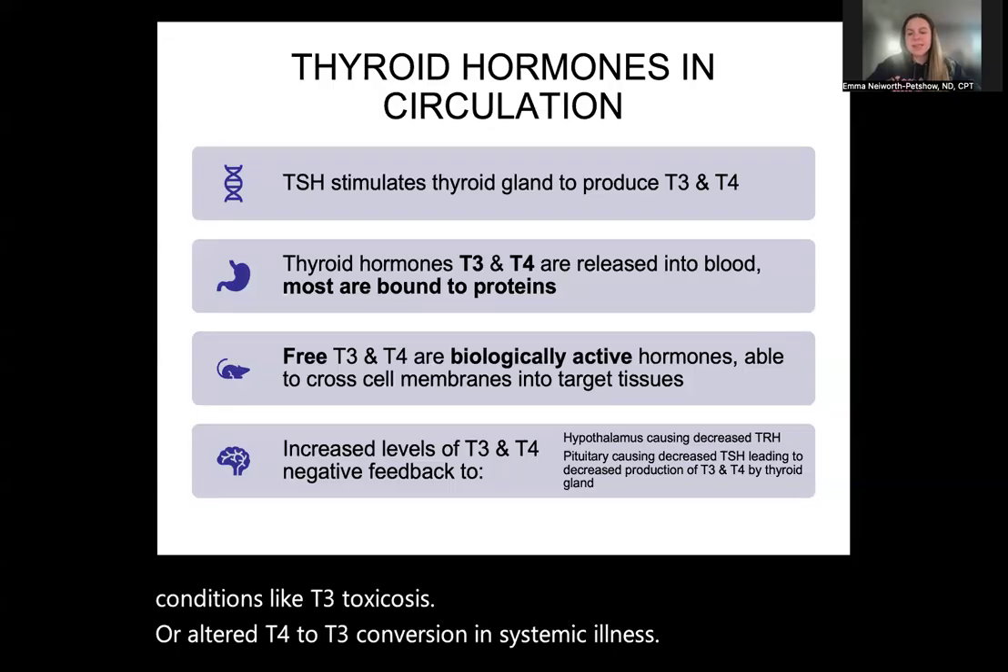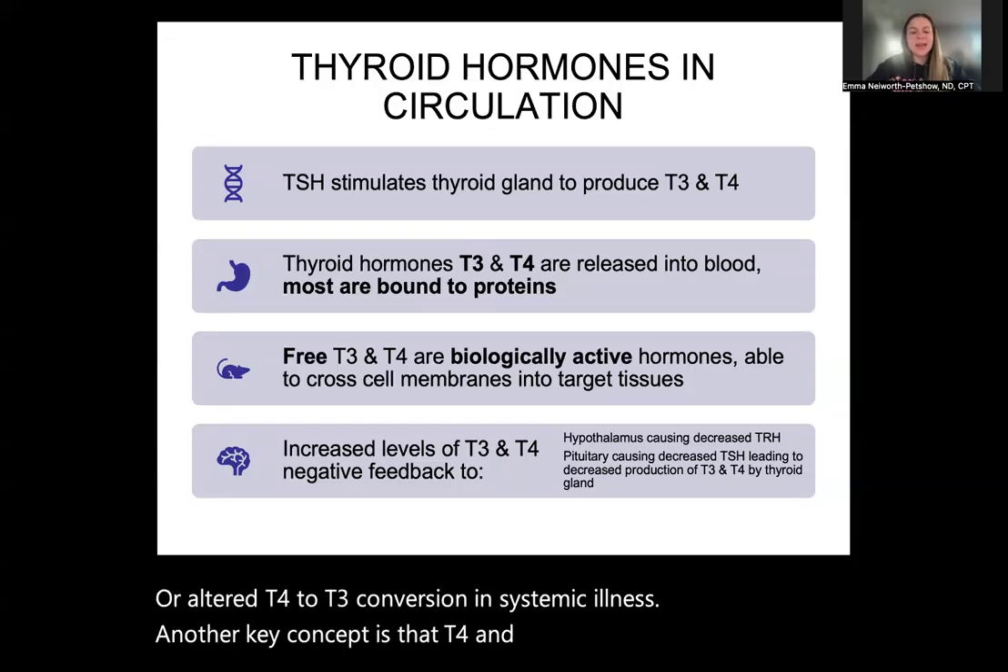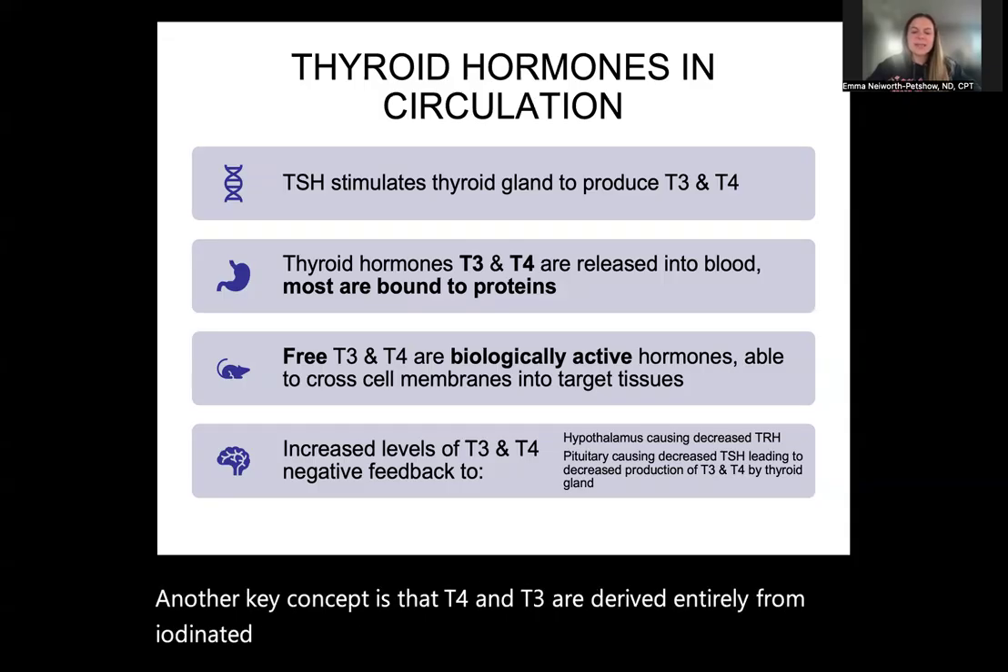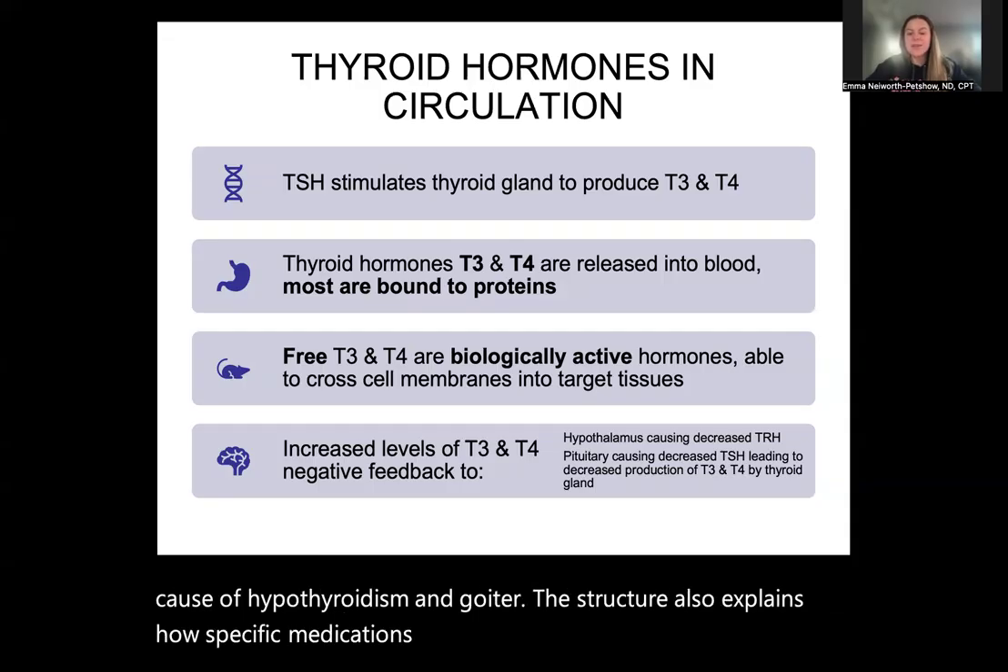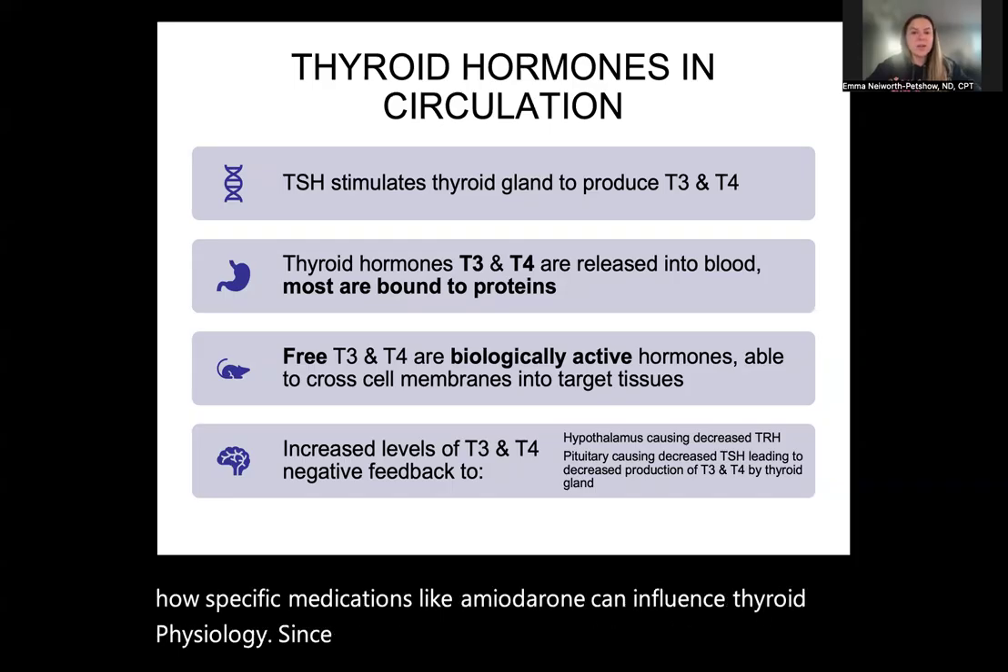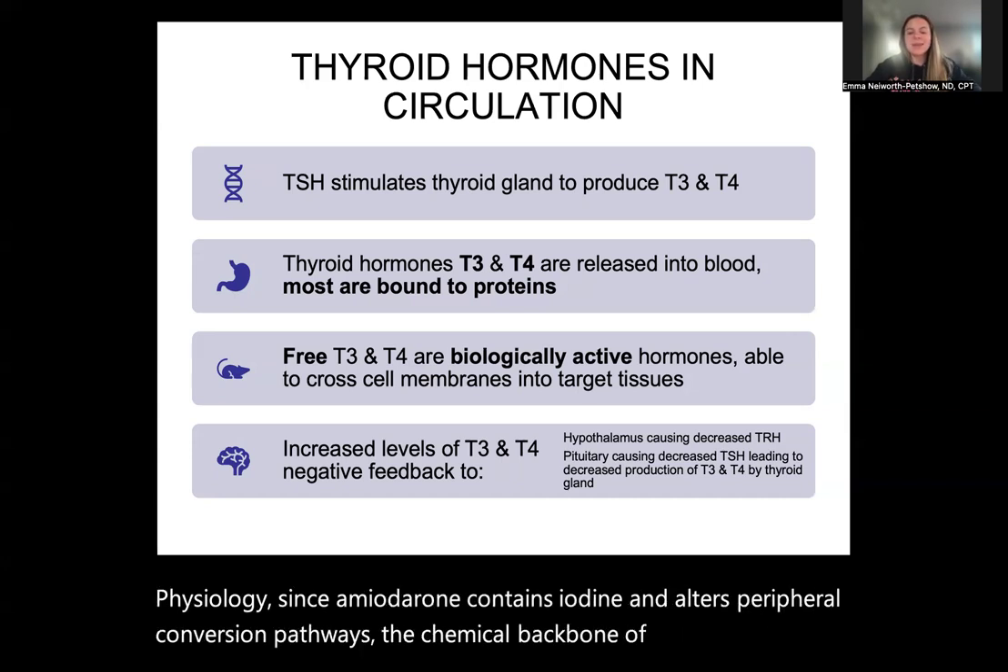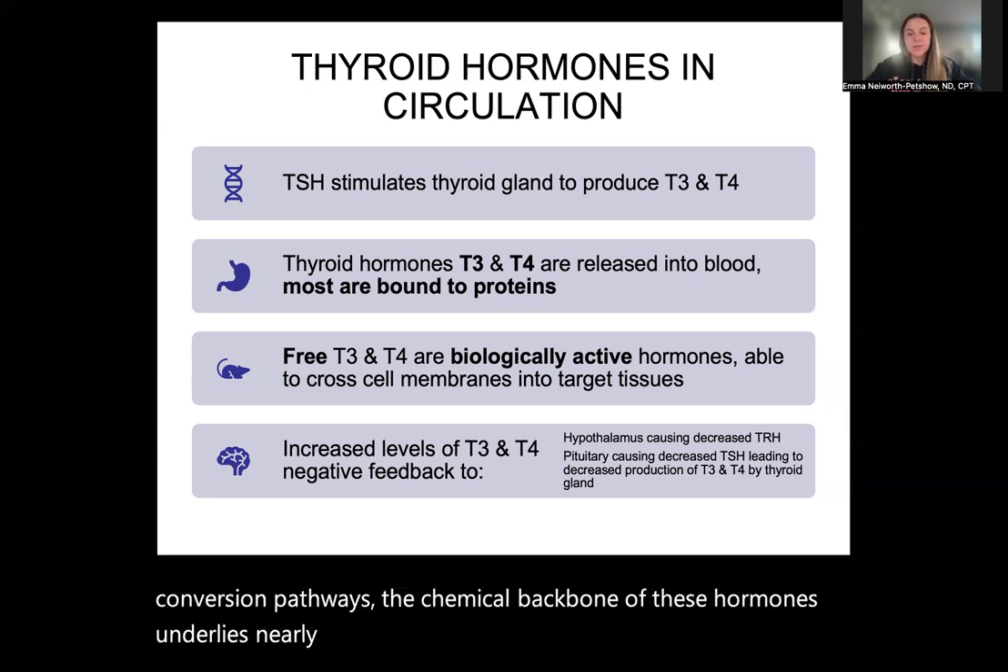Another key concept is that T4 and T3 are derived entirely from iodinated tyrosine residues. This is why iodine deficiency is a global cause of hypothyroidism and goiter. The structure also explains how specific medications, like amiodarone, can influence thyroid physiology, since amiodarone contains iodine and alters peripheral conversion pathways. The chemical backbone of these hormones underlies nearly all thyroid disorders.